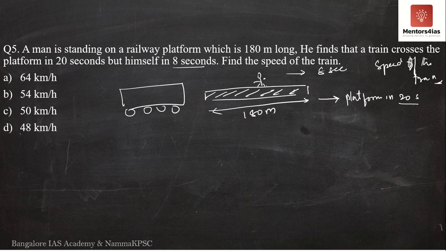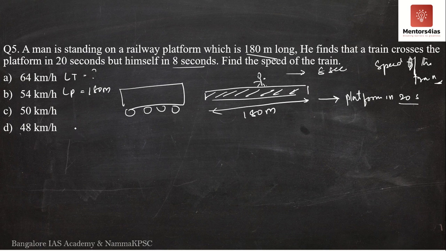We have already solved similar problems like this, and you should be able to do this as well without much problem. Now, how will we solve this particular problem? Length of the train we do not know, because it only says a man is standing on a railway platform which is 180 meters long. Length of the platform is given as 180 meters.